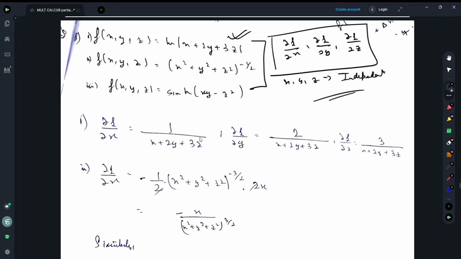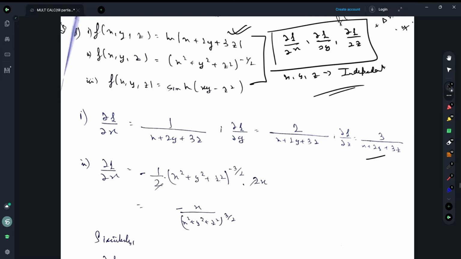Del f over del y is 1 over x plus 2y plus 3z, times the differentiation of the function inside with respect to y, which gives you 2. Similarly, del f by del z is equal to 3 over x plus 2y plus 3z. Clear? Okay, the next problem is this one.